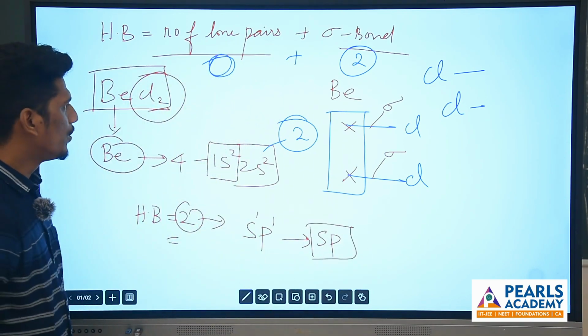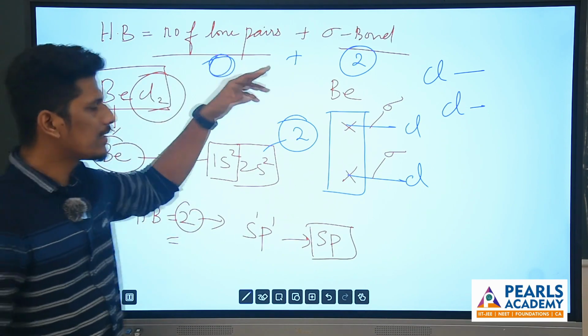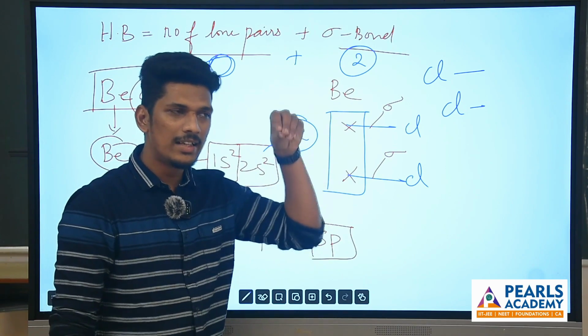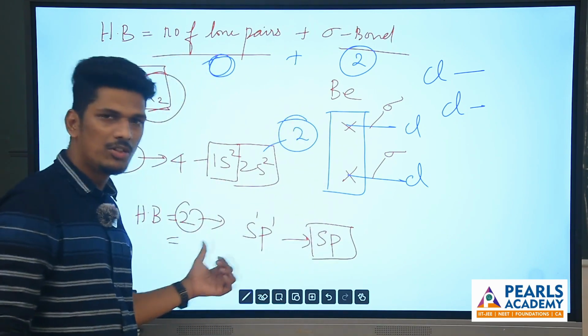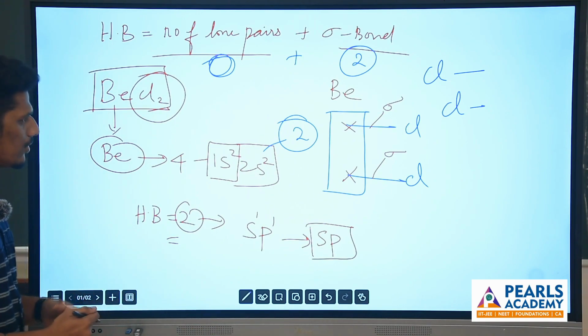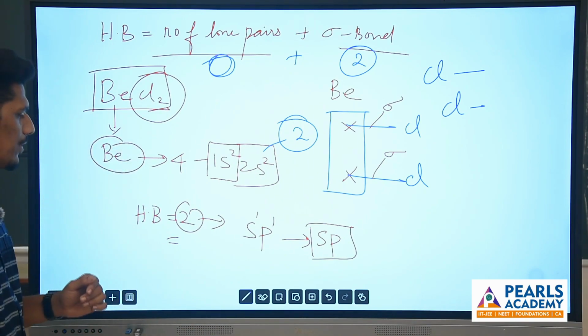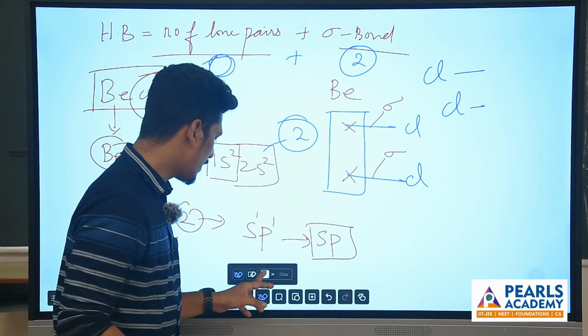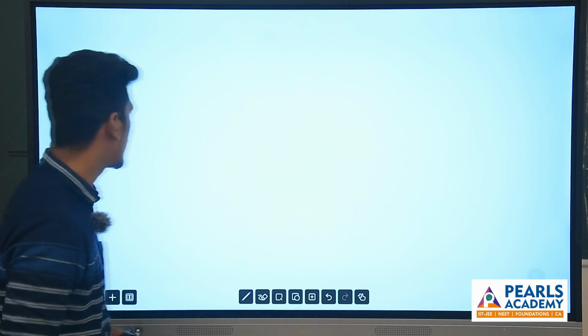It's very simple. You just need to check how many lone pairs are present on the central atom and how many sigma bonds it is making, and then we can easily convert that value into sp hybridization and so on. Okay, so this is one of the first examples. We will see another example, and we will see them one by one.